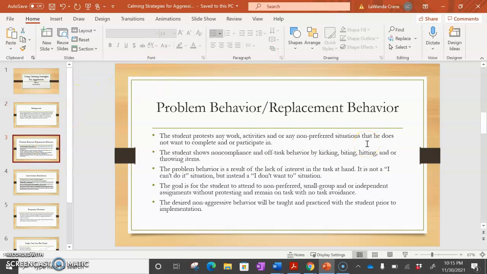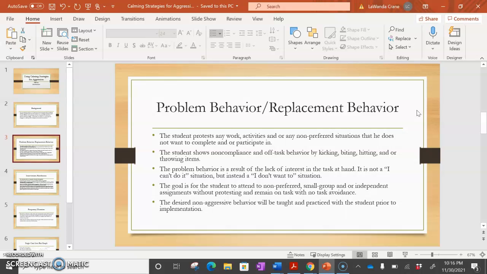The problem behavior and replacement behavior are as follows. The student protests any work, activities, and or non-preferred situations that he does not want to complete and or participate in. The student shows non-compliance and off-task behavior by kicking, biting, hitting, and or throwing items. The problem behavior is a result of the lack of interest in the task at hand. It is not an "I can't do it" situation, but instead an "I don't want to do it" situation.